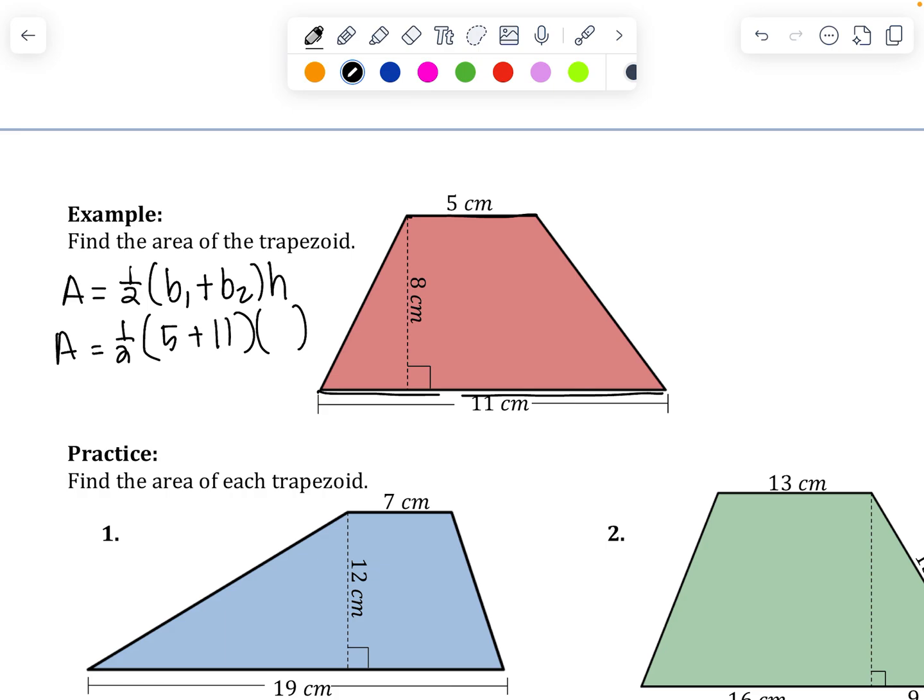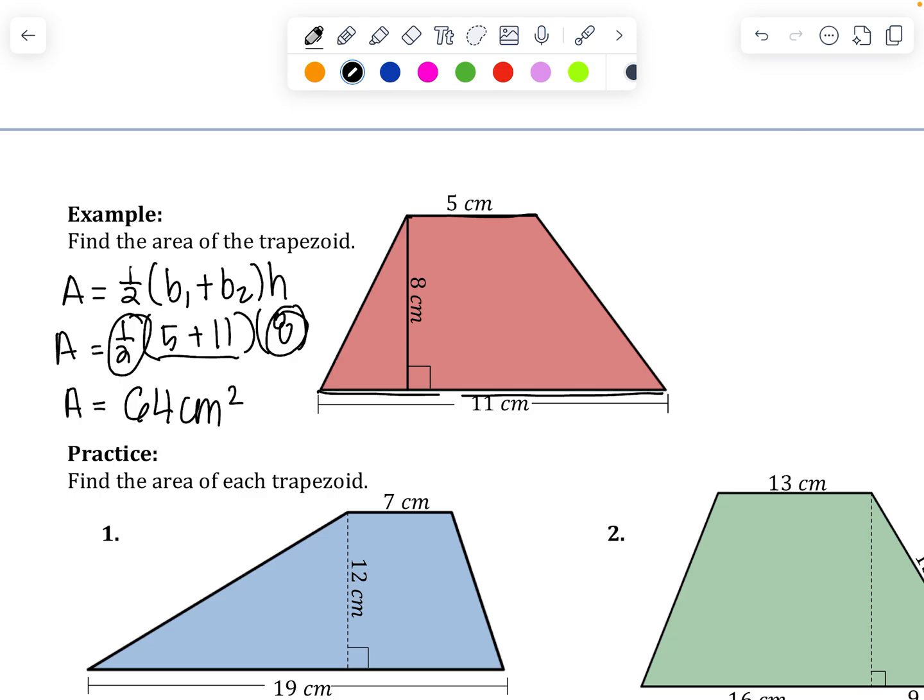And then my height is the piece that's perpendicular to both of the bases, so that's 8. Okay, so now I can put that in my calculator, or I can do some mental math. I'm going to do 1/2 of 8, which is 4, and then 4 times 16. That's the mental math that you can do, which is 64 centimeters squared.